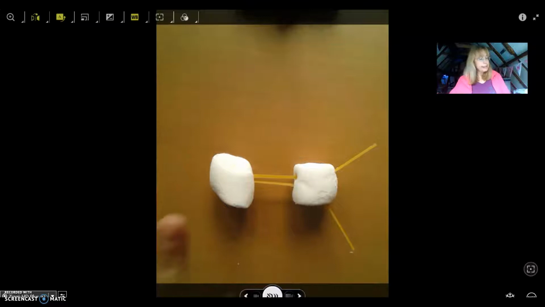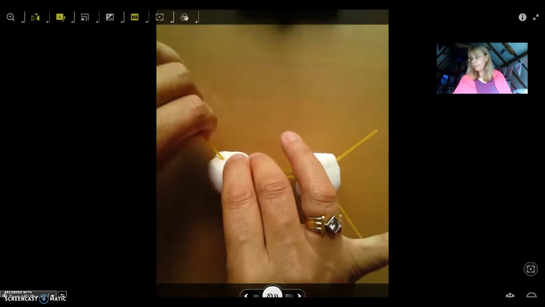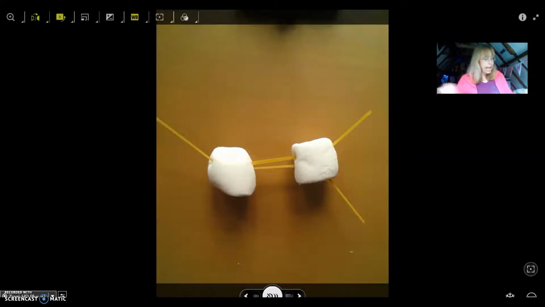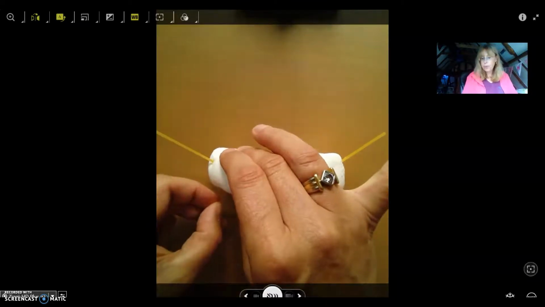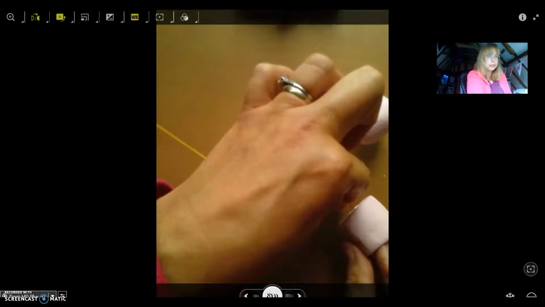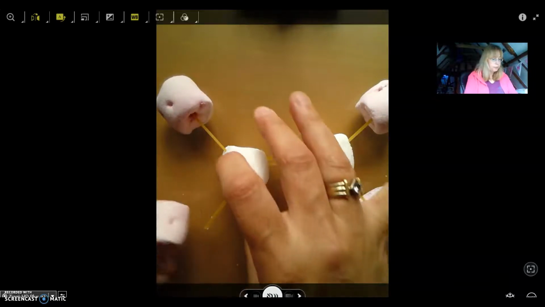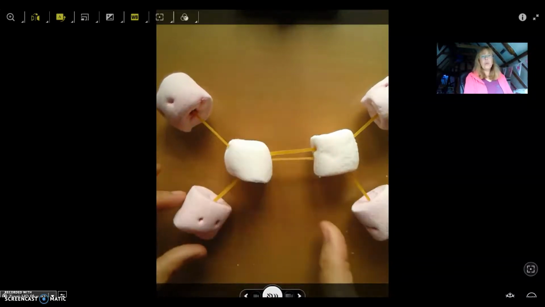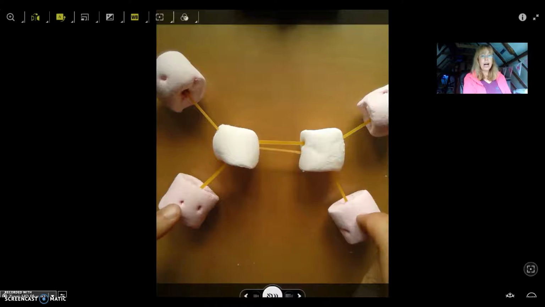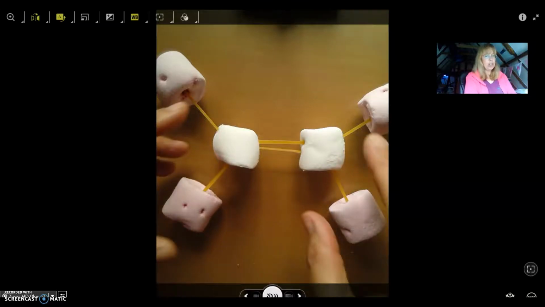Okay, and then on this side, this carbon atom has already got 2. 1, 2. So I add in the 3rd and the 4th. So that means if I add on my marshmallows, 2, 3, and 4. So what we have over here is 2 carbons and 1, 2, 3, 4 hydrogens. This is ethene.